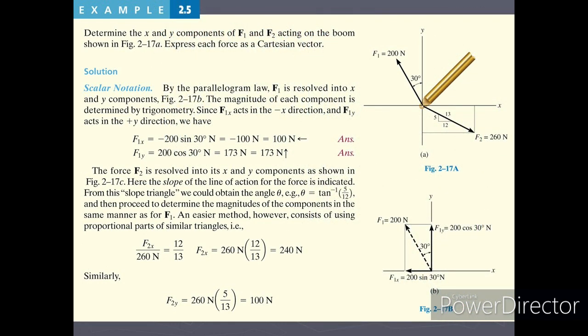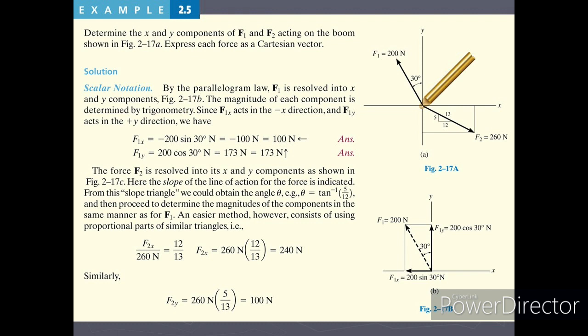Here we have a boom, and we're asked to determine the x and y components of F1 and F2, and express each force as a Cartesian vector. Cartesian because we have xy. We have different coordinates: Cartesian, Euclidean, polar, and so on. Cartesian, you have the xy, which is the coordinate we normally operate on, except for electrical engineers, who can have complex space. But more often than not, the Cartesian coordinate satisfies our need.